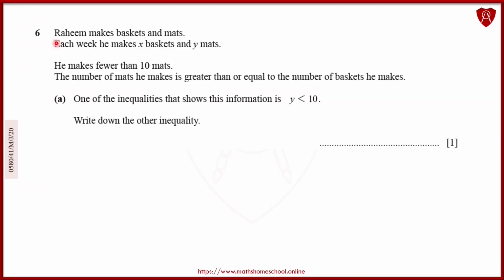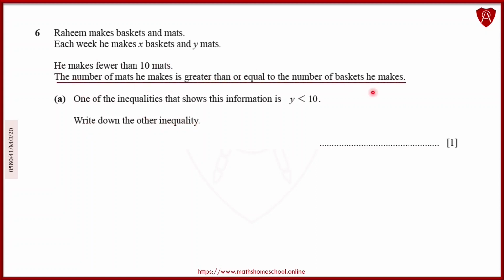Number 6. Rahim makes baskets and mats. Each week he makes X baskets and Y mats. He makes fewer than 10 mats. The number of mats he makes is greater than or equal to the number of baskets he makes. One of the inequalities that shows this information is Y less than 10, which comes from this statement: he makes fewer than 10 mats. Write down the other inequality.